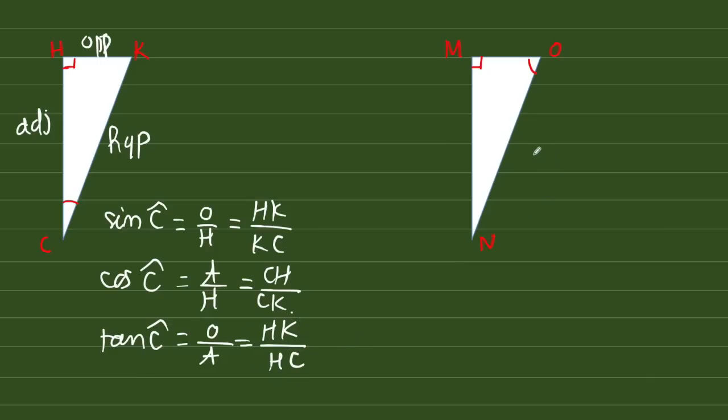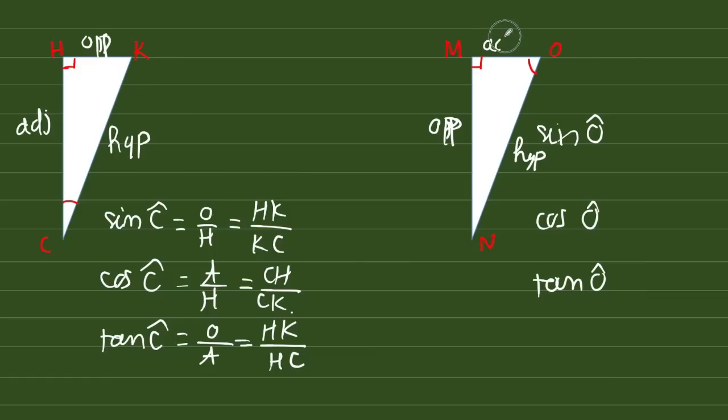And for this one, the chosen angle is O. You have sine, cos, and tan of O. Opposite is this side, hypotenuse here, adjacent is here. Sine is opposite divided by hypotenuse. Opposite is MN, divided by ON.